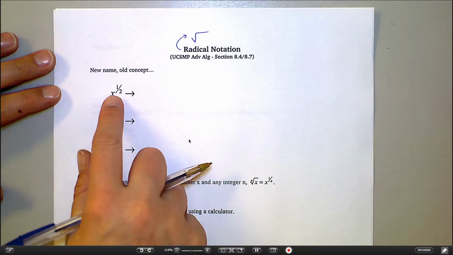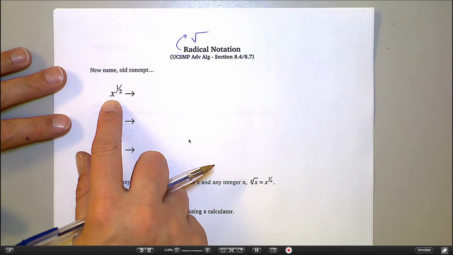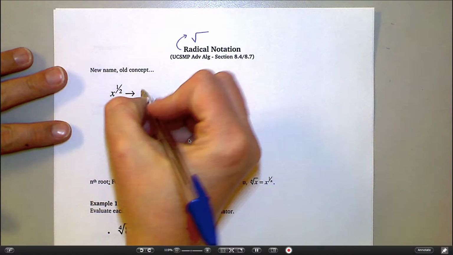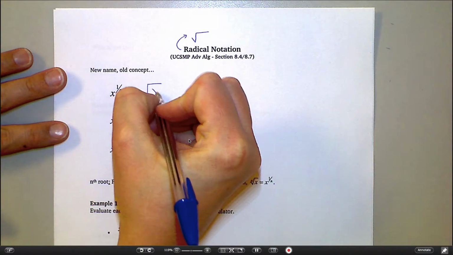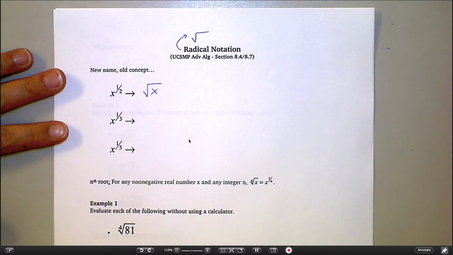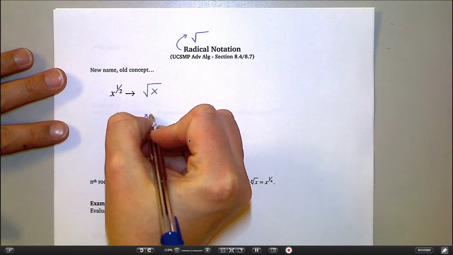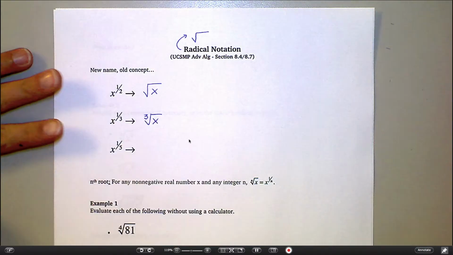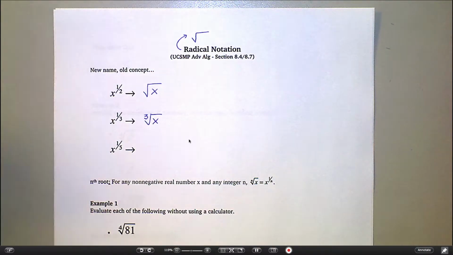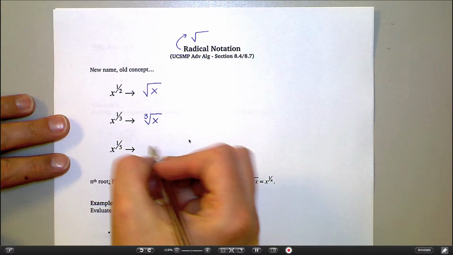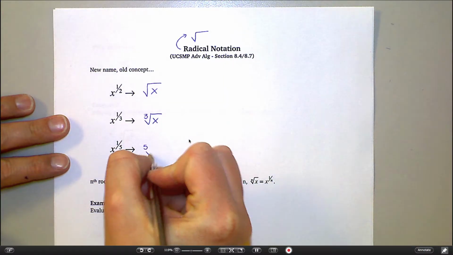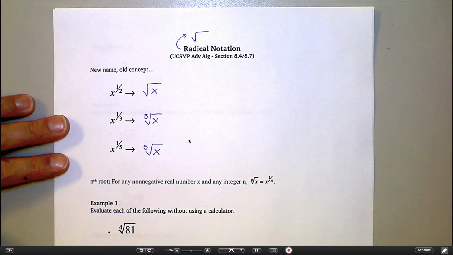Do you remember when we did rational exponents and we said x to the 1/2? And we always said that's really the same thing as doing the square root of x. So x to the 1/3 is really the same thing as cube root of x. And some of you sort of already made that connection back in chapter 7. And then x to the 1/5 would be the 5th root of x. Nothing terribly complicated there.